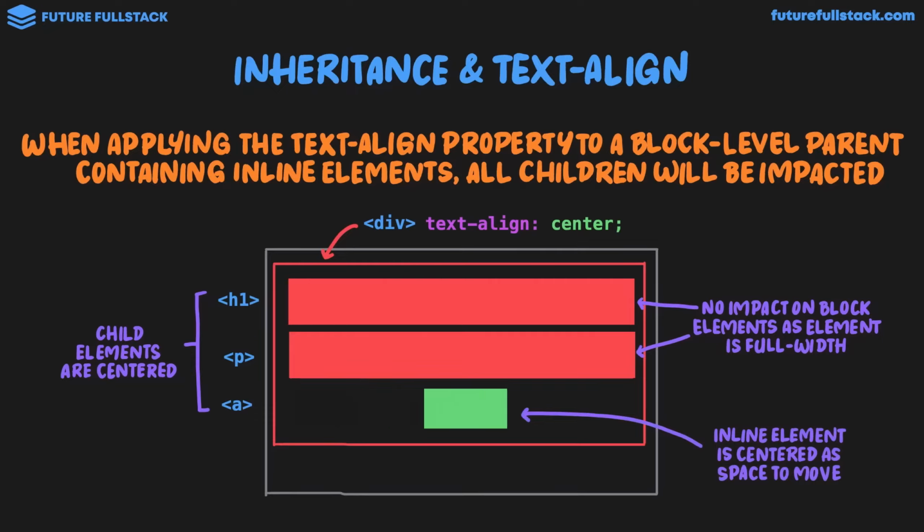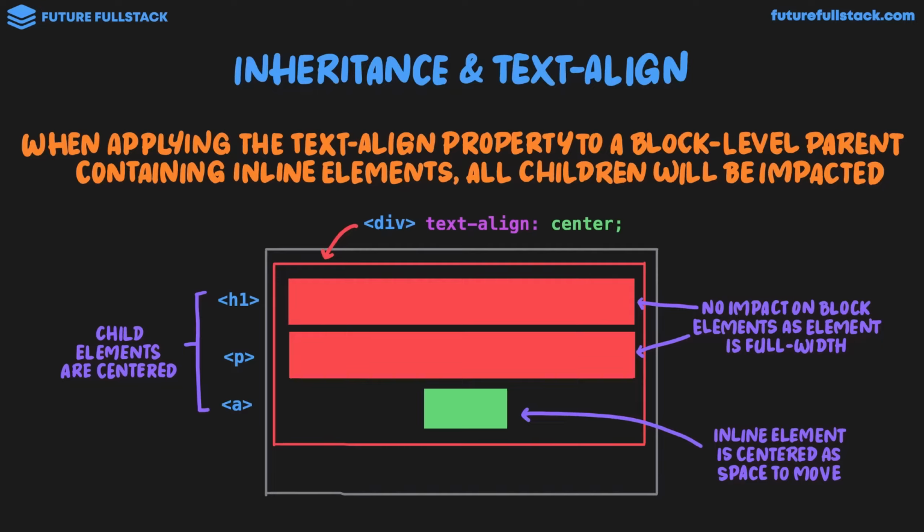Again, just view it as a green box inside this div element. And because text align center is set on the div, which means all child elements of the div are centered, the inline element will be centered. And it has space to move because the inline element only takes up the width of the content itself. So that's the first thing going on. Child elements are centered, and the major impact here is on inline elements, which end up being centered. And there's actually no impact on block elements.